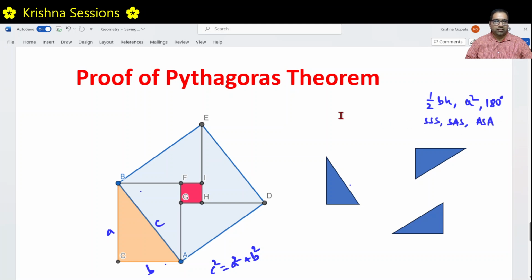Side, side, side. If all three sides are equal, then the two triangles are the same. Two sides are equal and one angle is equal, then also the two triangles are exactly the same, that is congruent. Or two angles are equal and one side is equal, then also the two triangles are congruent. These are the basic things that we already know, and we will use only this to prove why C square is equal to A square plus B square.